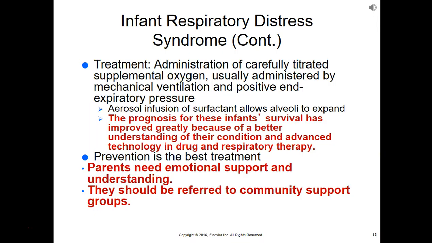Aerosol infusion of surfactant allows alveoli to expand. So the prognosis for these infants' survival has improved greatly because of a better understanding of their condition and advanced technology in drug and respiratory therapy. Years ago, this was a big factor in mortality for infants, and so thanks to new technology, we have many more surviving babies. Prevention is always the best treatment. Parents may need emotional support and understanding, and they should be referred to community support groups if they would like.